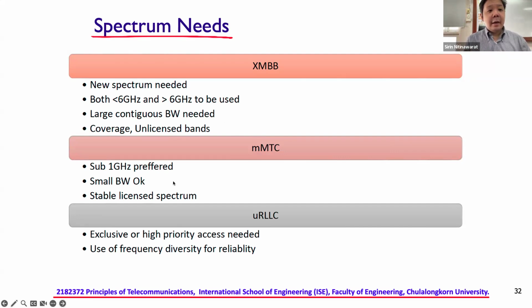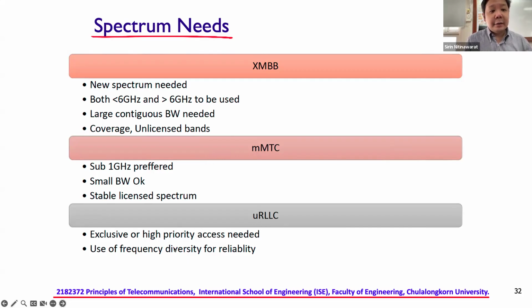mMTC. Okay, often typically the spectrum at the low frequency is preferred because the data rates can be lower than the other service categories. Spectrum with small bandwidth are okay. Okay. So in this service category, often licensed spectrum that are stable are preferred.